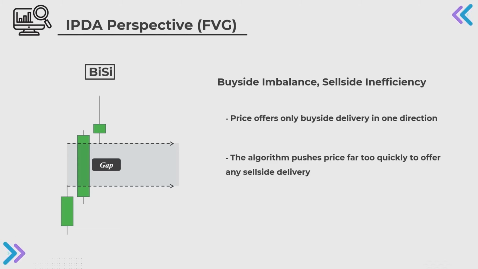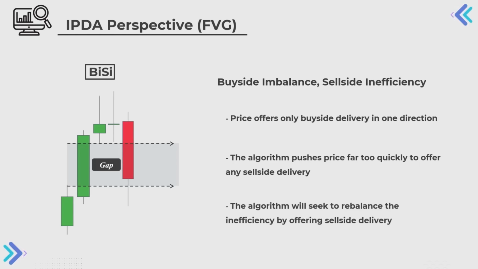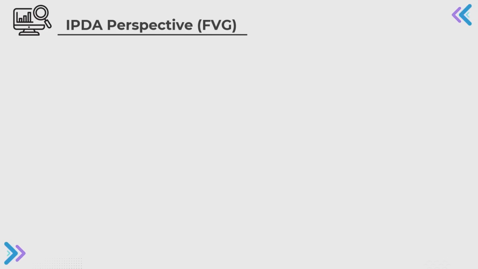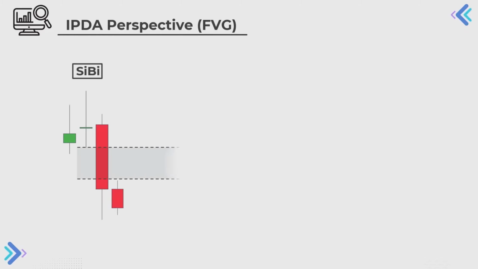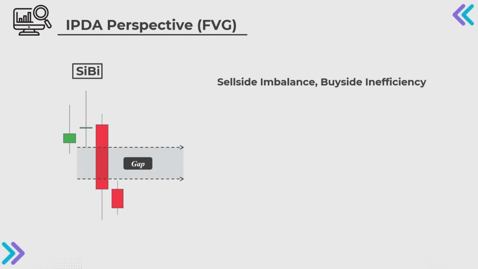From the IPDA perspective, fair value gaps are categorized into 2 separate models. The first one is the BISI. BISI refers to a market condition characterized by a buy-side imbalance and sell-side inefficiency. In this scenario, price offers only buy-side delivery in one direction. The algorithm pushes price far too quickly to offer any sell-side delivery and to find more liquidity to consume enough supply and rebalance the recently generated demand. This leads to a fair value gap known as BISI.